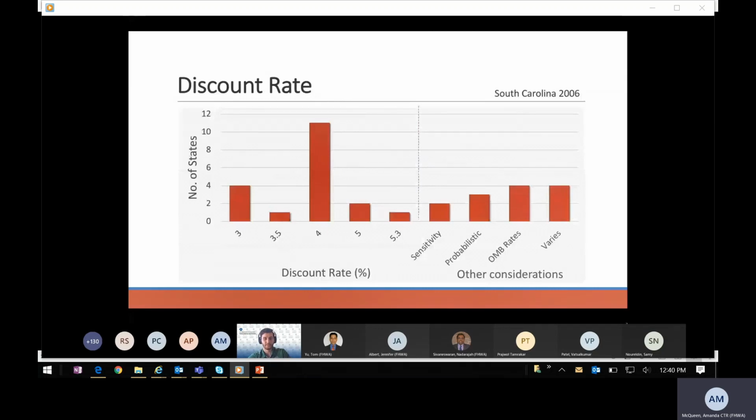Furthermore, I would like to note that several state DOTs use the Office of Management and Budget, OMB, discount rates when selecting their discount rates. Next slide.